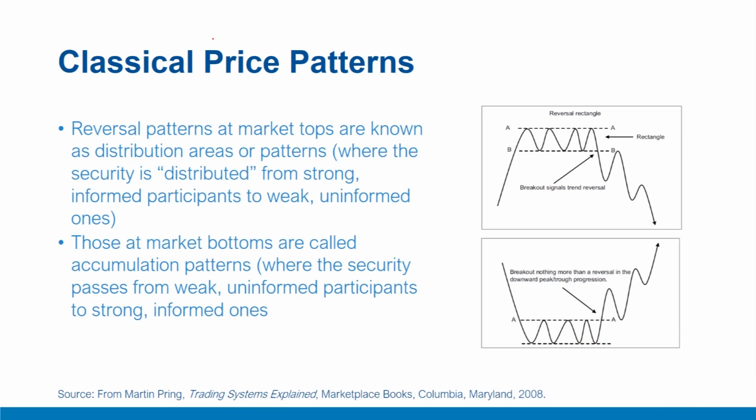Reversal patterns at market tops are known as distribution areas or patterns, where the security is distributed from strong informed participants to weak uninformed ones, and those at market bottoms are called accumulation patterns. So this is the distribution pattern where the security moves to weak uninformed hands and therefore prices fall, and here you can say this is an accumulation pattern where the security passes from weak and uninformed participants to strong informed participants and therefore there is this kind of rise in prices, a strengthening of prices.